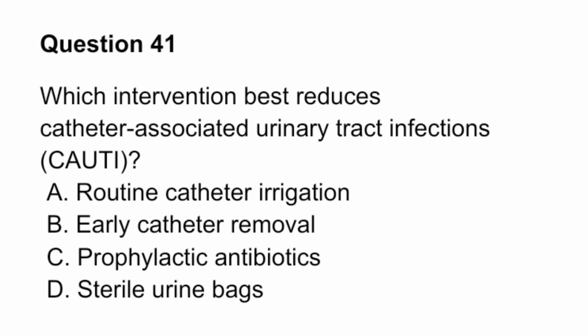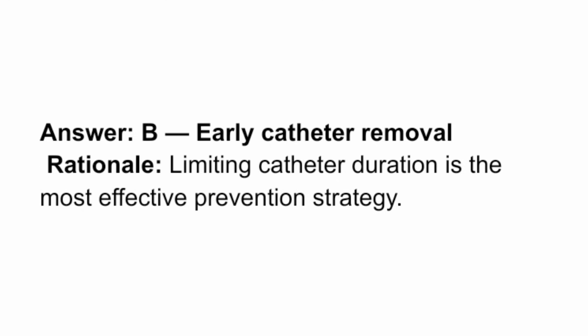Question 41. Which intervention best reduces catheter-associated urinary tract infections, CAUTI? A. Routine catheter irrigation. B. Early catheter removal. C. Prophylactic antibiotics. D. Sterile urine bags. Answer: B. Early catheter removal. Rationale: limiting catheter duration is the most effective prevention strategy.